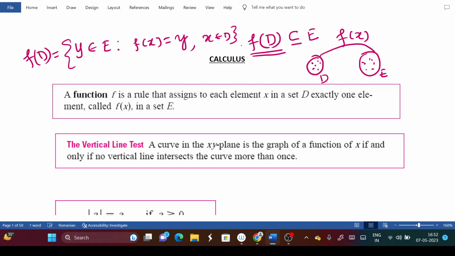And if this codomain set and the range set of f are the same or equal, then the function is said to be onto. Onto means every point in E should have at least one pre-image in D. Pre-image means suppose f of x is equal to y. y is the image of x and x is the pre-image of y.